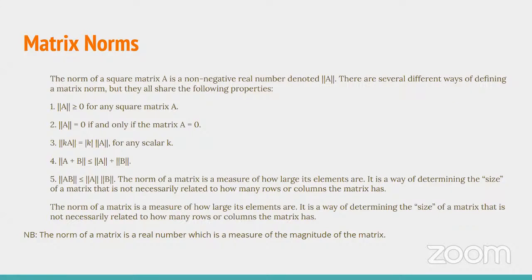Now, the norm of a square matrix A is a non-negative real number that is denoted by this. We noticed this was in the condition number formula, so that's why we need to understand what it means first. This is my second topic. There are different ways of defining a matrix norm, right? We'll look at those examples, but in whatever normalization you define a matrix, it must follow these 5 principles, at least basically.